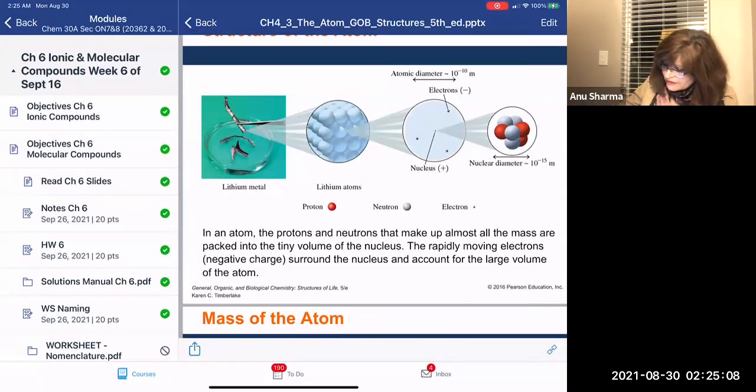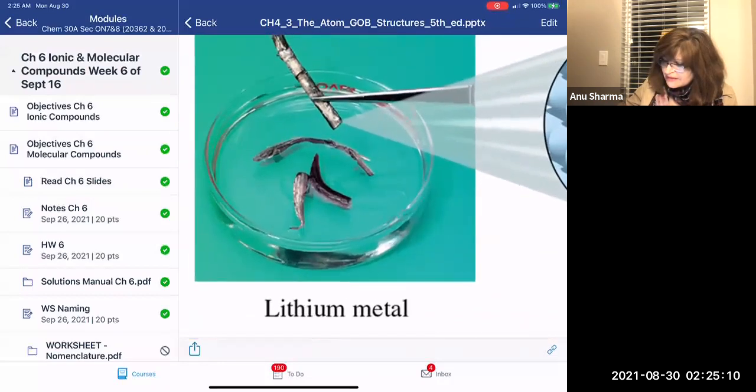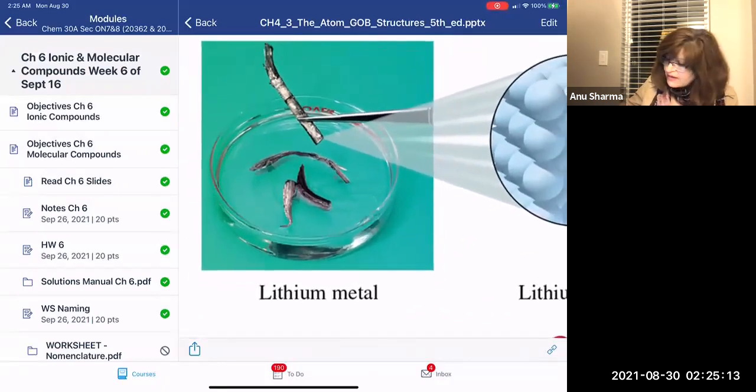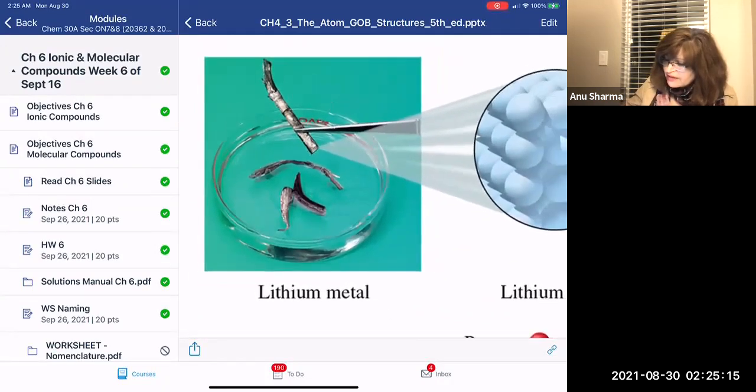If you take, for example, this lithium metal, it's kept under oil, and you take a little bit of it out.